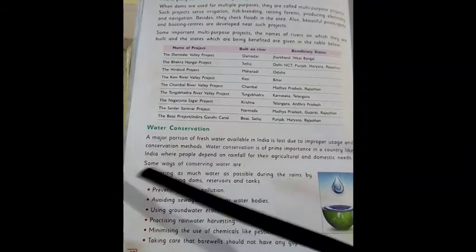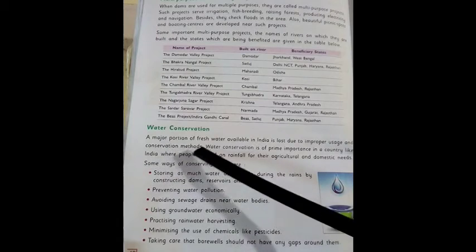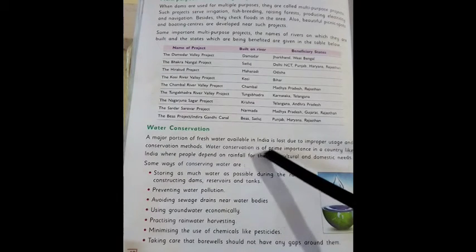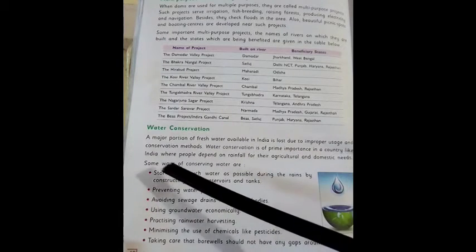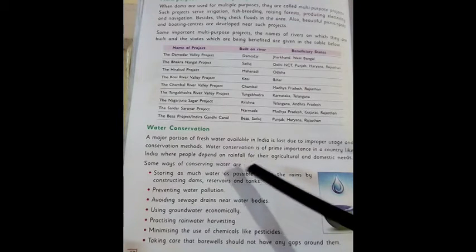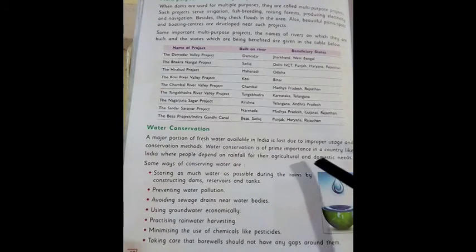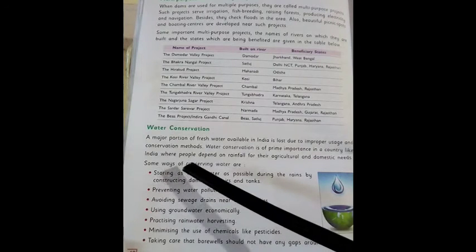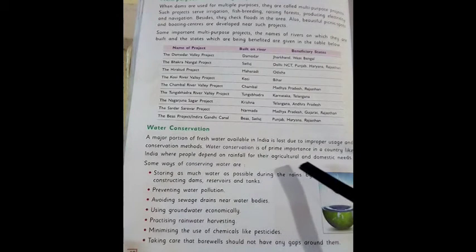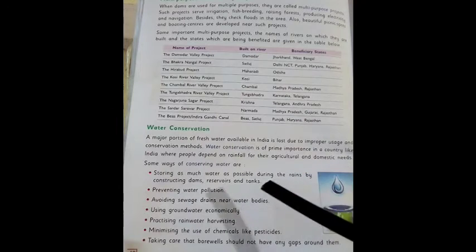Water conservation. A major portion of fresh water available in India is lost due to improper usage and conservation methods. Water conservation is of prime importance in a country like India, where people depend on rainfall for their agriculture and domestic needs. Now, water is very important for us to stay alive. So, for that, fresh water is also needed.